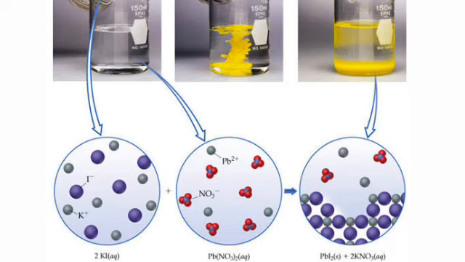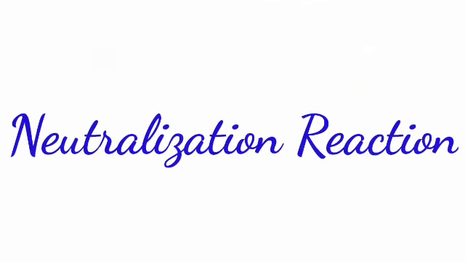In that, potassium and lead displace one another and a yellow precipitate of lead iodide is formed. Here we get the products lead iodide and potassium nitrate. In that, lead iodide is a yellow precipitate and potassium nitrate is a soluble compound.